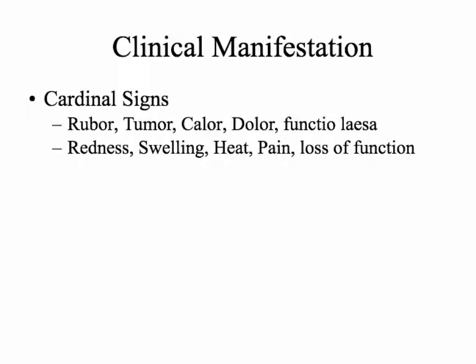As far as clinical manifestations, there's something called the cardinal signs. These were noted in Egyptian papyrus like 18 million years ago or something, whenever apes could first write. But the cardinal signs are rubor, tumor, calor, dolor, and functio laesa, which is redness, swelling, heat, pain, and loss of function. The heat can mean the heat that's local, or it can also mean heat from a fever, depending on how systemic the infection gets, or not the infection, but the inflammation gets.